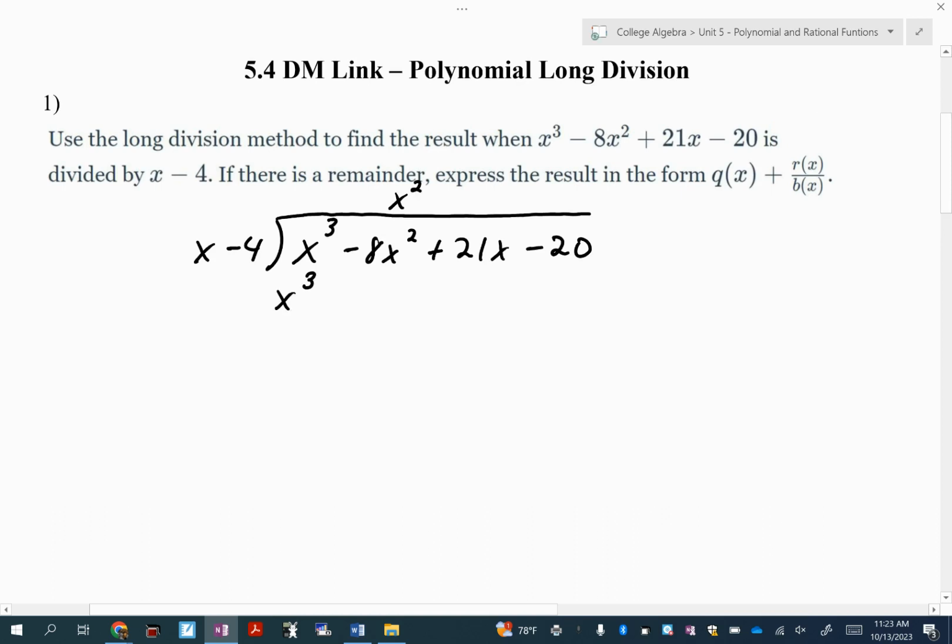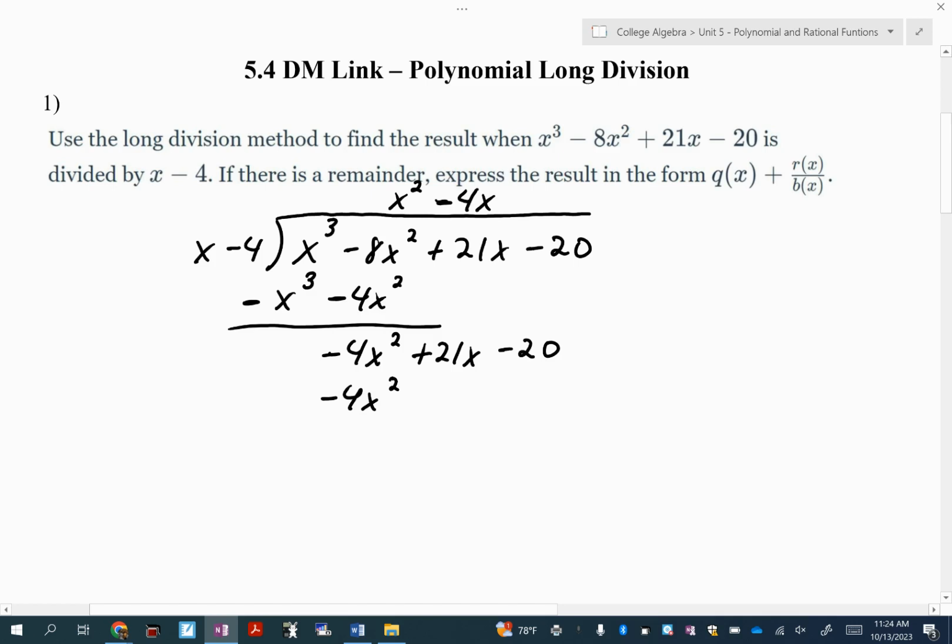Multiply the x squared times both of those in the divisor. Gives you minus 4x squared. Subtract. That will be 0. Negative 8x squared minus a negative 4x squared is really negative 8 plus 4, which is going to be minus 4x squared. Bring down the 21x and the minus 20. Repeat it. So I believe this is going to be minus 4x. Yes, would give me negative 4x squared. Negative 4x times negative 4 is positive 16x. Don't forget to subtract. That'll be 0.